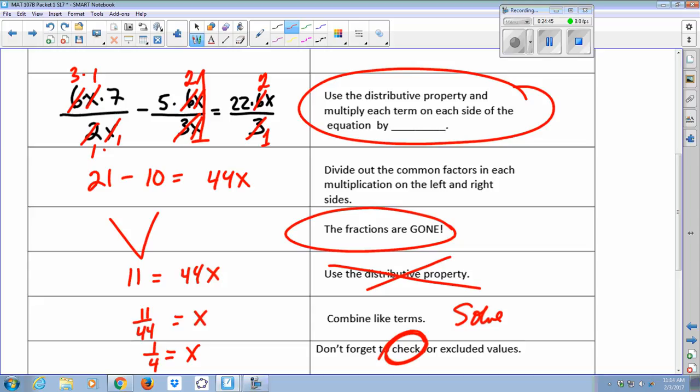Questions on that before we move ahead? Yep, Olivia? Yes, totally cool. You can change everything to 6x in the denominators if you want and do it that way. I don't care. It's just taking you longer, that's all. Questions before we move on?